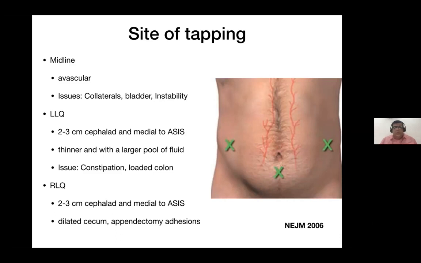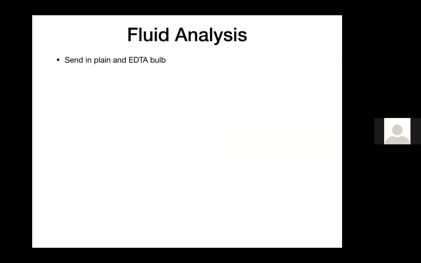What do we do once we collect the fluid? Please send the fluid in both the plain bulb and the EDTA bulb. If you do not send the sample in the EDTA bulb, the cell count will be unreliable. I've seen very often samples being sent only in plain bulbs, and then the cell count is inadvertently low and does not correlate.